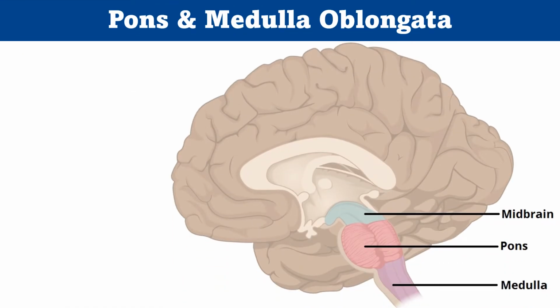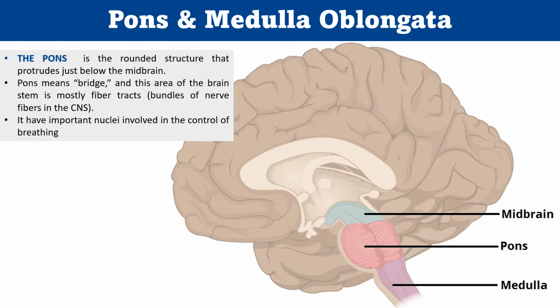Then we have the pons and medulla oblongata. The pons is the rounded structure that protrudes just below the midbrain. Pons means bridge, and this area of the brain stem is mostly fiber tracts, bundles of nerve fibers in the CNS or central nervous system. It has important nuclei involved in control of breathing.